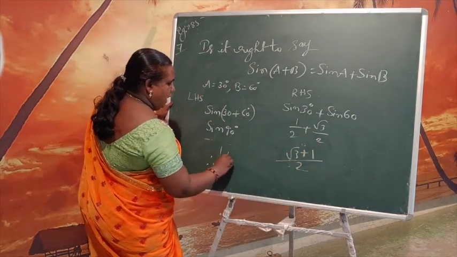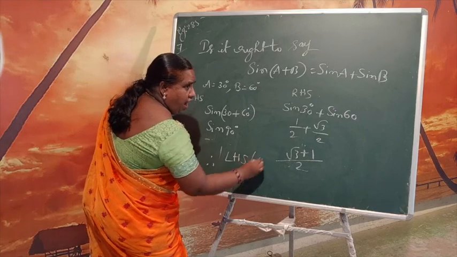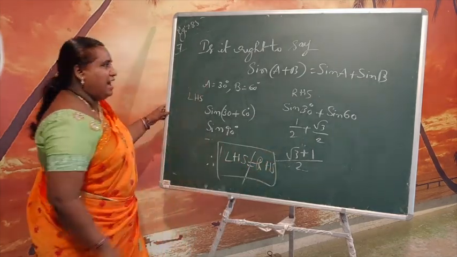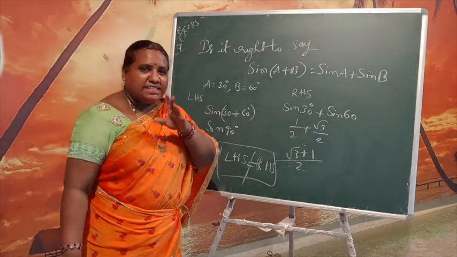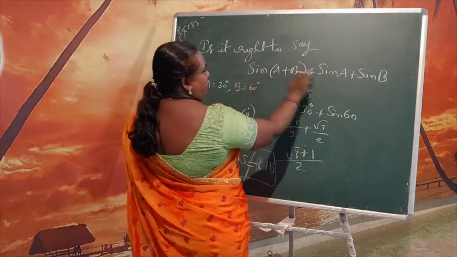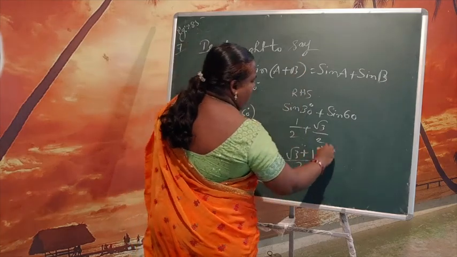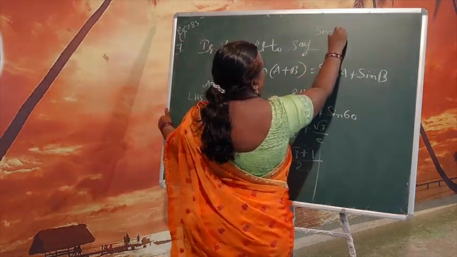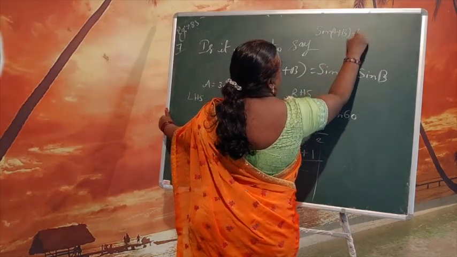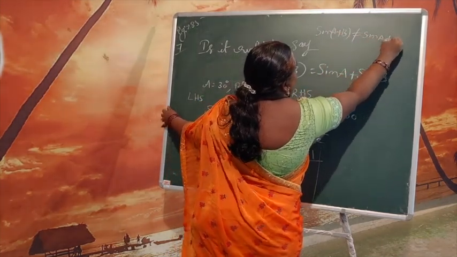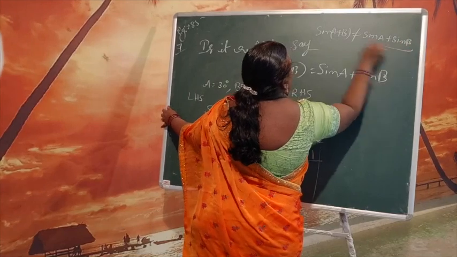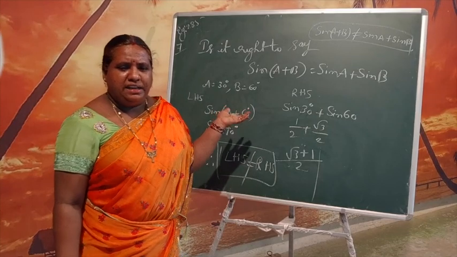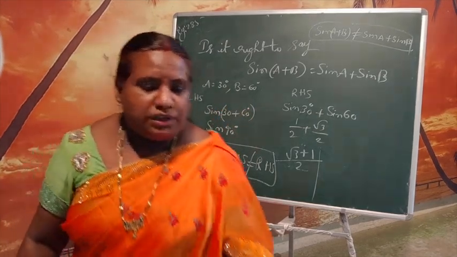Therefore, LHS is not equal to RHS. So we cannot say that this should be equal. So what is our justification? Sin A plus sin B is not equal to sin of A plus B. Like this we can take any two values and we can check easily. So this is it, children.